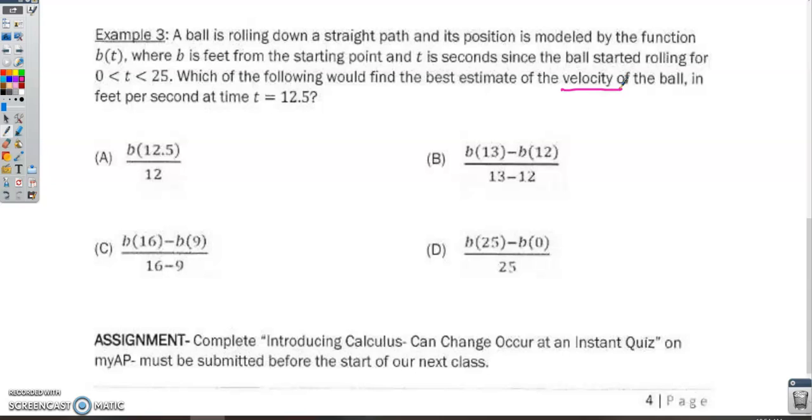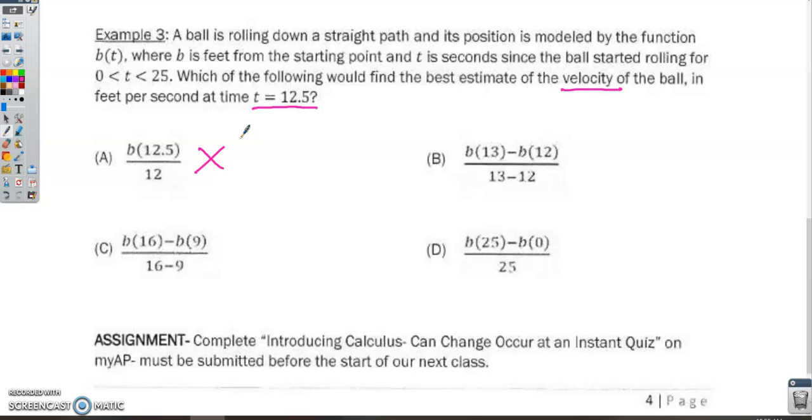So if we're trying to find the instantaneous rate of change of this position function at time t equals 12.5, let's use the tip that I just gave you at the end of the last example. Our goal should be to find the slope of the smallest interval that contains the time value where we're trying to estimate the instantaneous rate of change. We will discard choice A because it's not a slope. It's just the value of a function divided by this arbitrary value of 12. Doesn't really make a whole lot of sense.